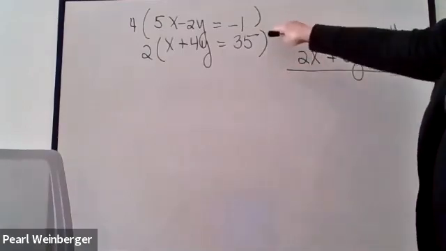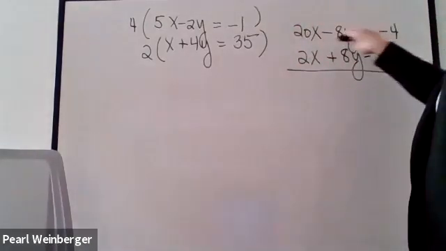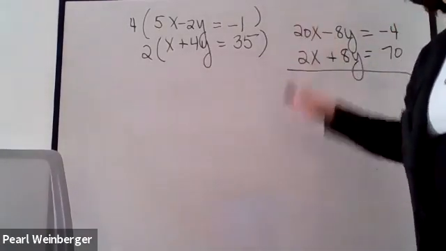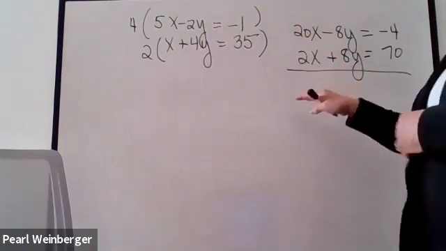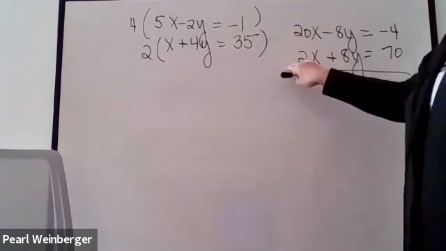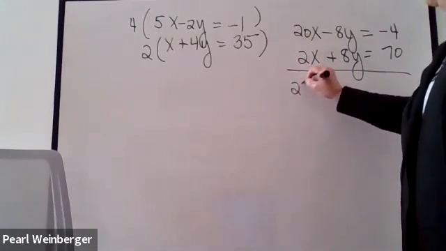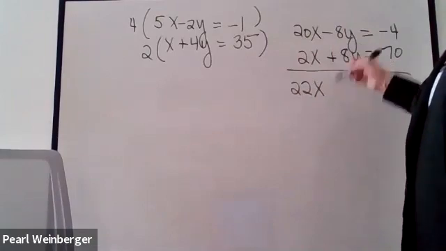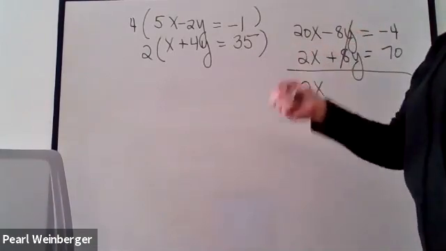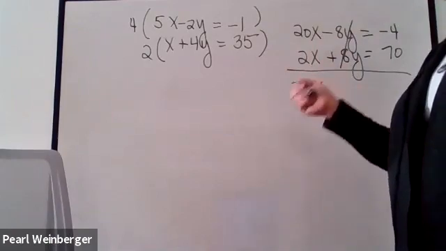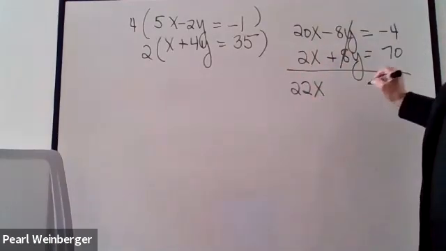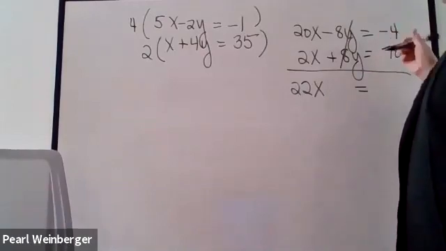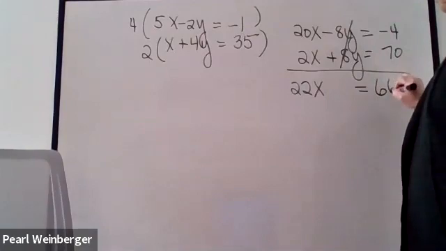So I've multiplied everything on the top by 4 and everything on the bottom by 2. And now I'm going to use addition. I'm going to add these two equations down. So 20x plus 2x will give me 22x. Negative 8y plus 8y will cancel out. That's the whole point. We're eliminating one of the variables. In this case, we decided to eliminate the y. And then we have -4 plus 70, which gives me positive 66.